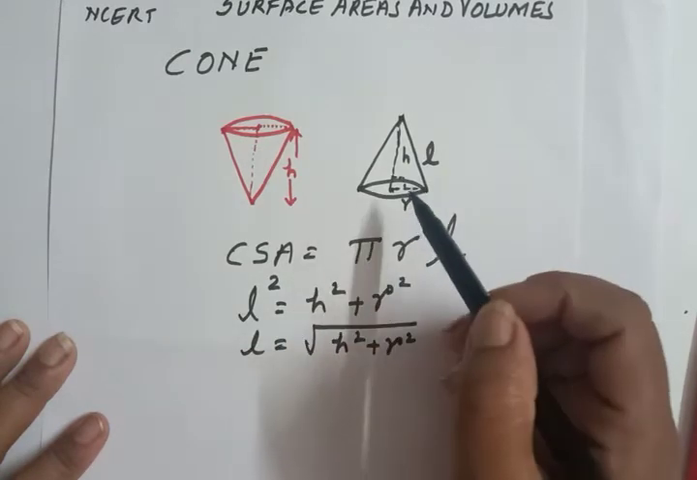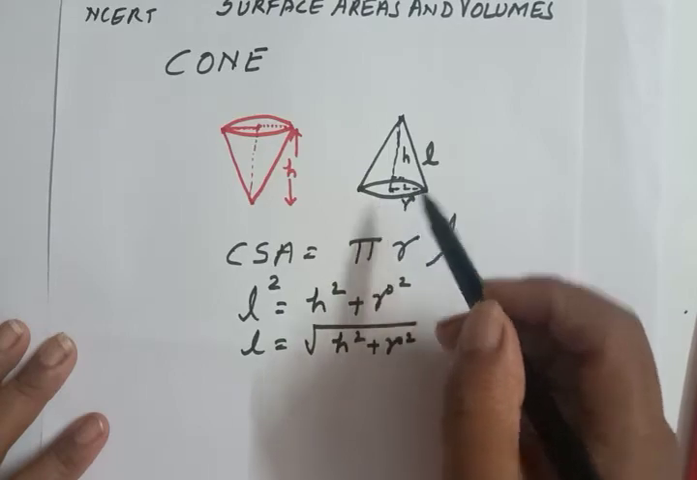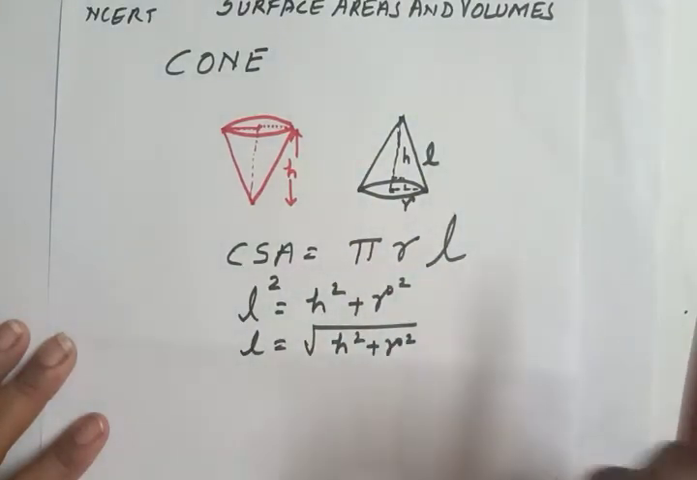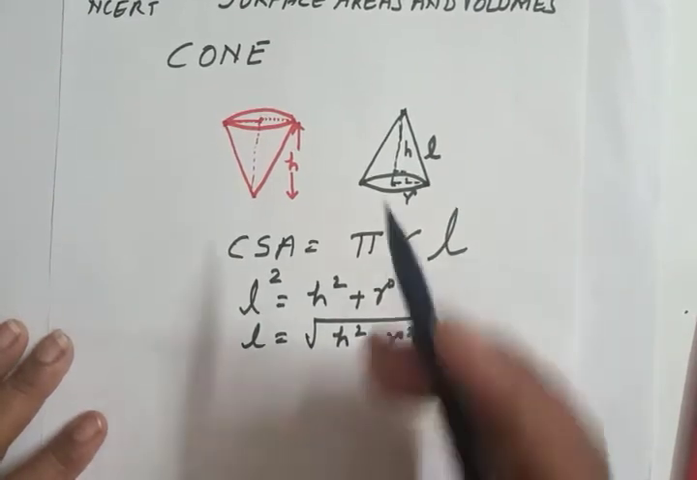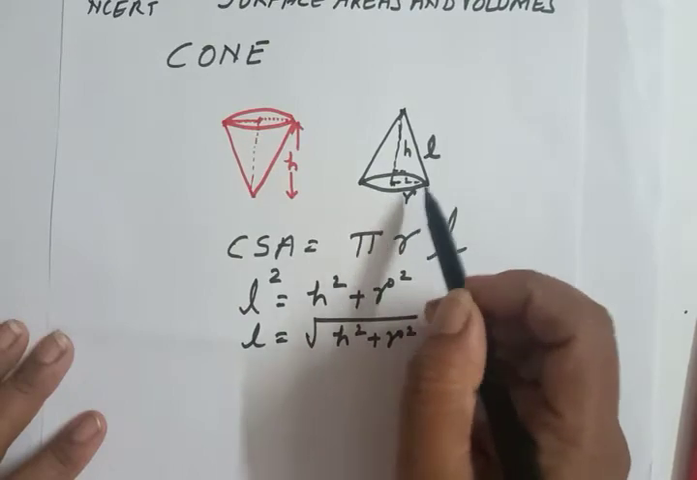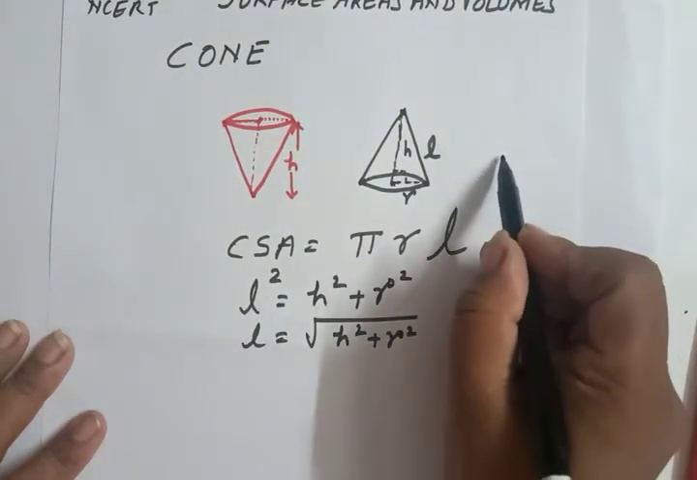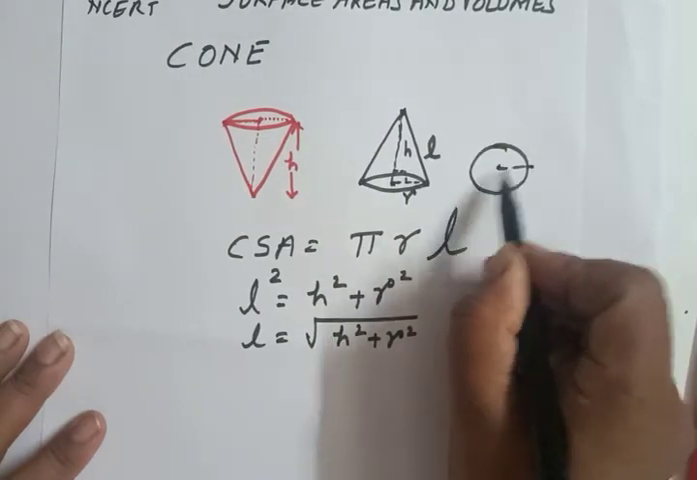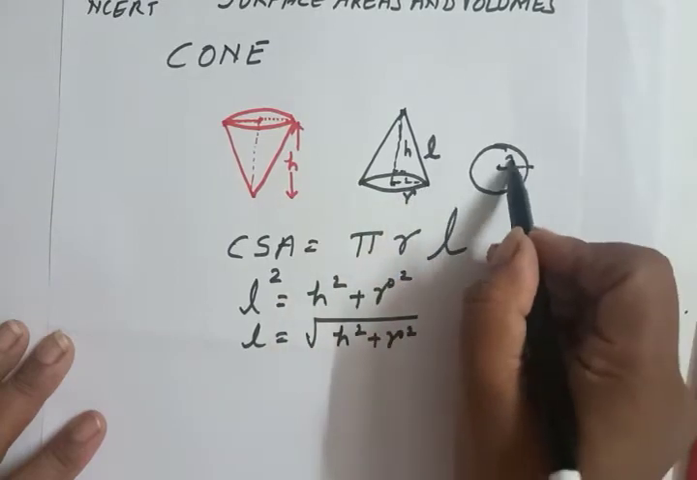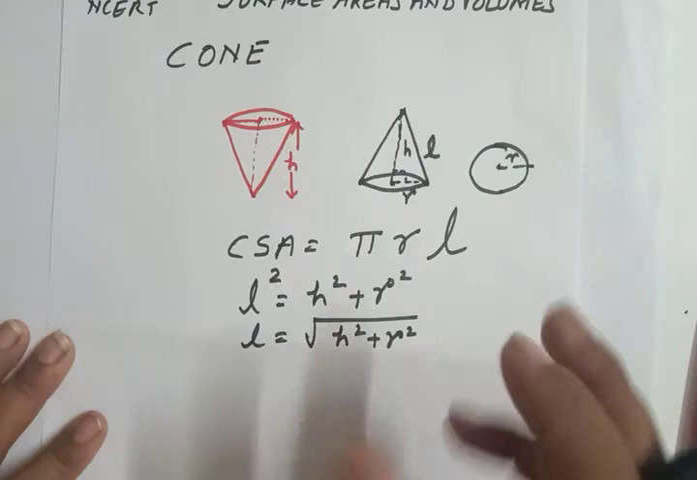But if we just want to make a closed cone, just like your birthday caps are open, we can wear it on our head. But if we want to make it a closed cone, how can we make it closed? For this we need a circular base like this. And this r should be equal to the r of this cone. So we need to paste it at the bottom and we can get a closed cone.